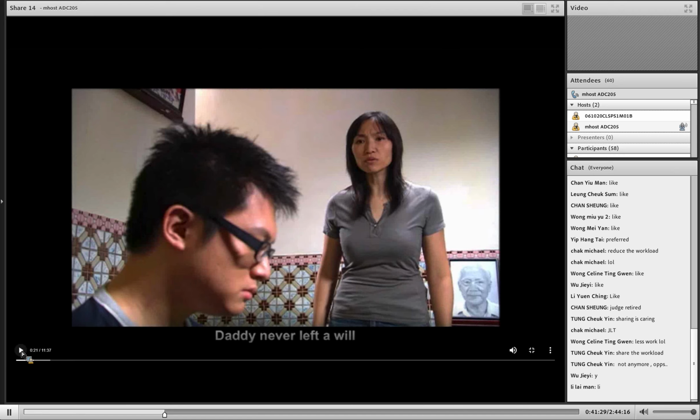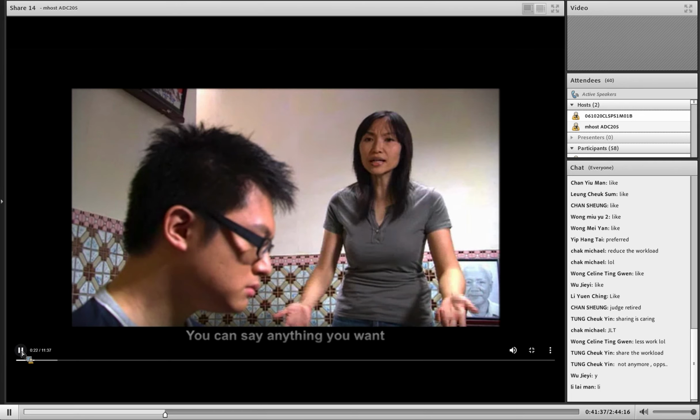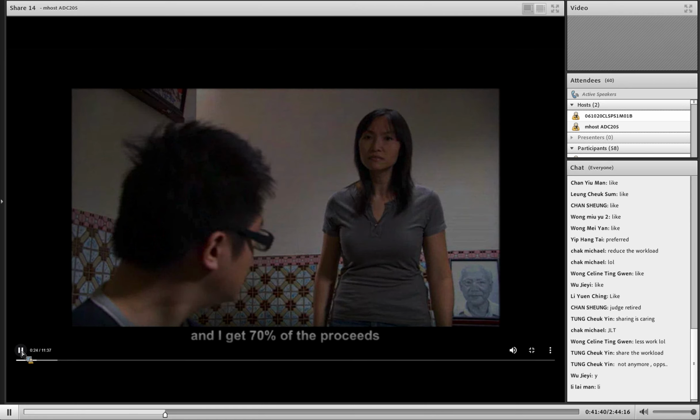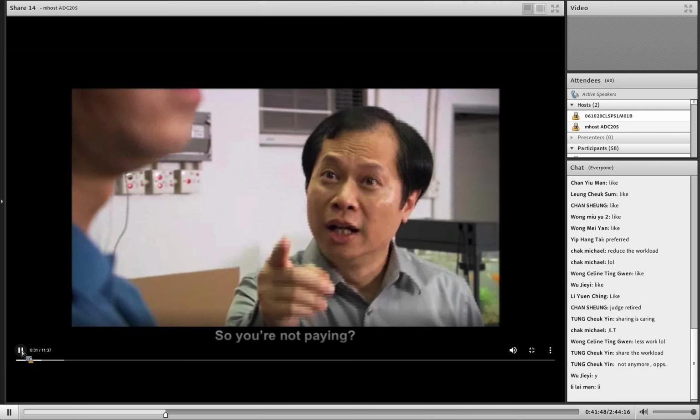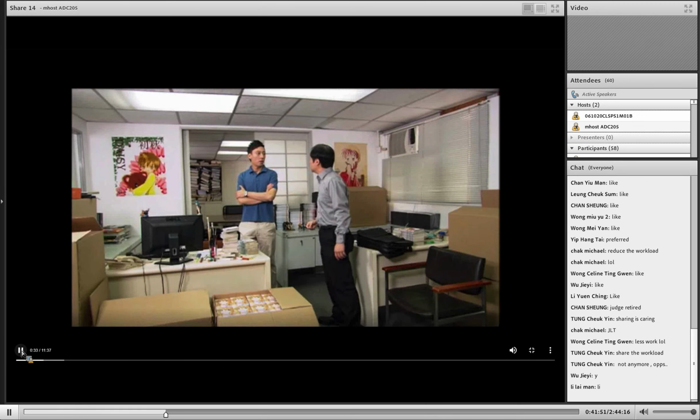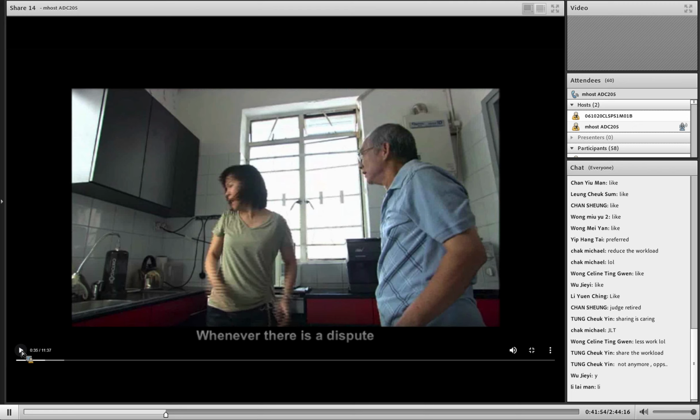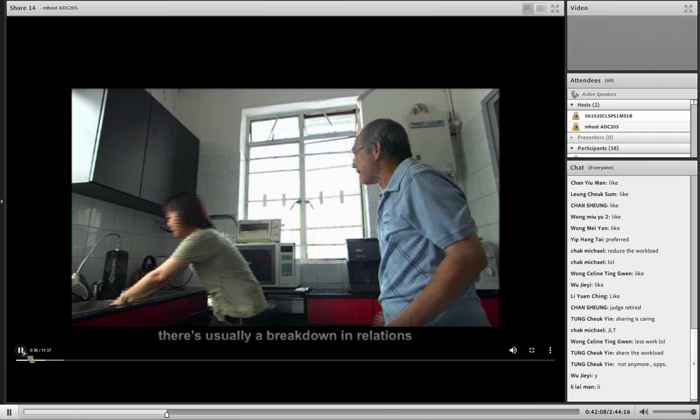This one is a probate succession dispute, so a dispute in succession. This one is a business dispute. So these are the three typical types of mediation case. So this one, estate management, succession, probate, and also business.